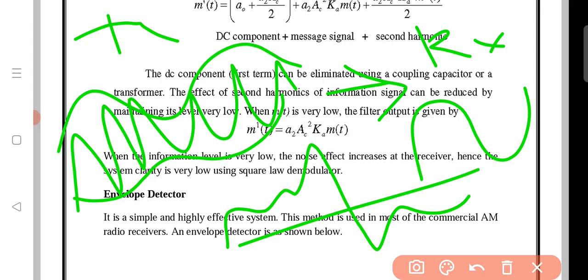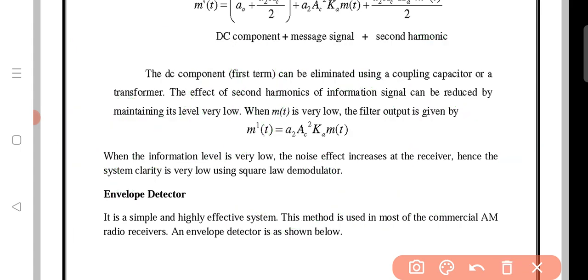So here what we observe is removing the carrier using the input output relation of the nonlinear device. This is about the square law detector. We discussed two generation processes for the AM wave: the square law modulator and the switching modulator. In the detection process also, the popular detectors are two. One is the square law detector and the other is the envelope detector. We will discuss the envelope detector in the next class.